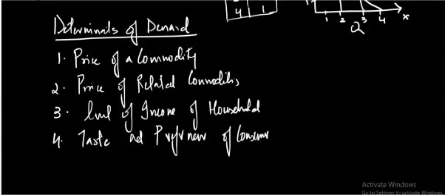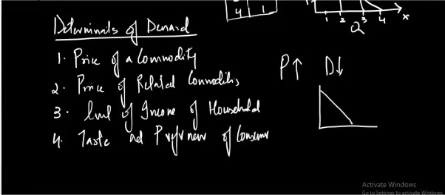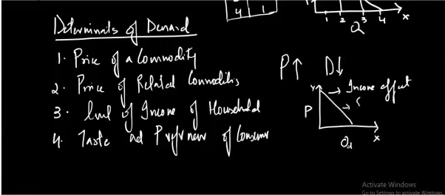Let me take each of them one by one. The first one is the price of a commodity. As we know, if the price of a commodity increases, the demand would fall. So there is an inverse relationship between the price and the quantity demanded for a particular commodity, by taking quantity demanded on the x-axis and price on the y-axis. It happens because of two effects. Firstly, the income effect, and the second one is the substitution effect.